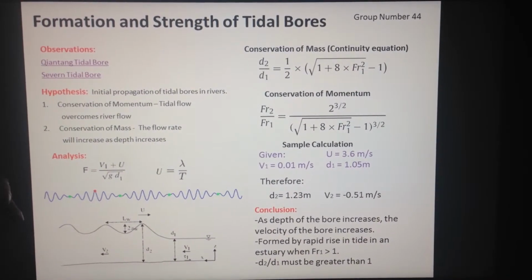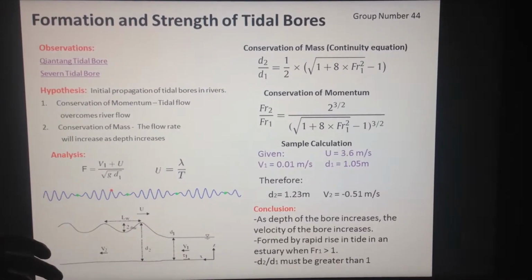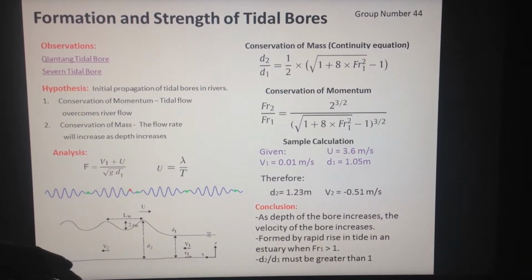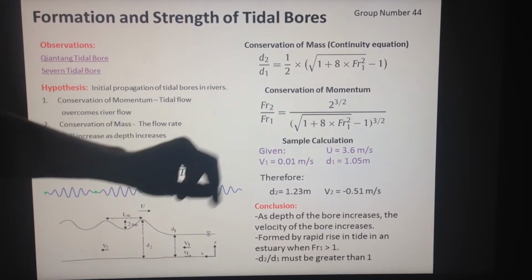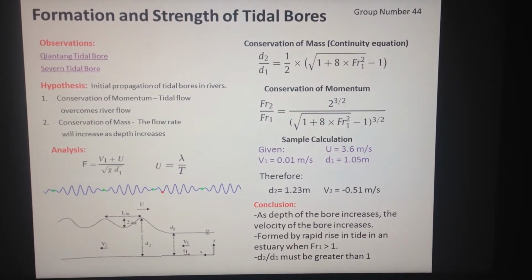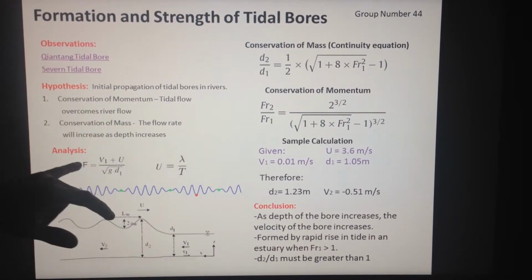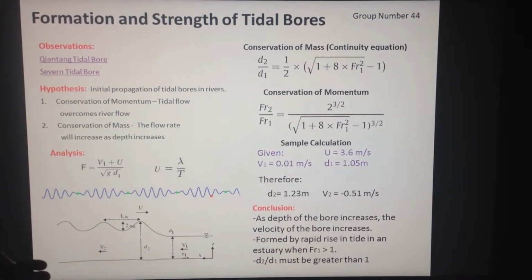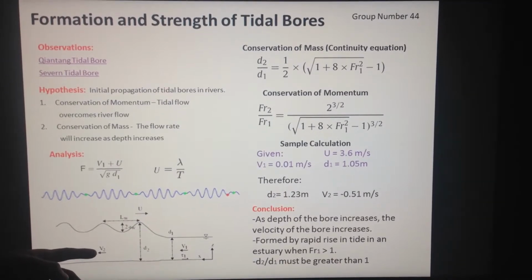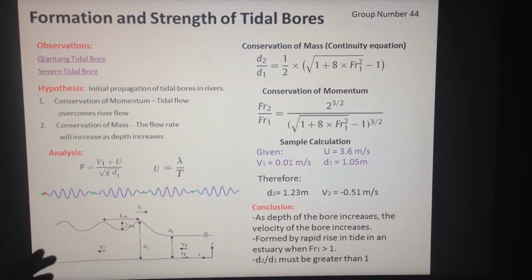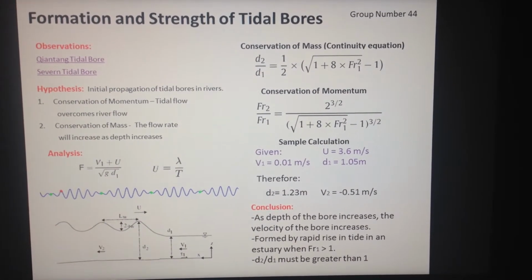And then the conservation of momentum can utilize the original Froude number to find a second Froude number, and then with this ratio, we can take the second Froude number and reapply Froude's theorem to find the velocity of the river upstream as a whole mass flow.